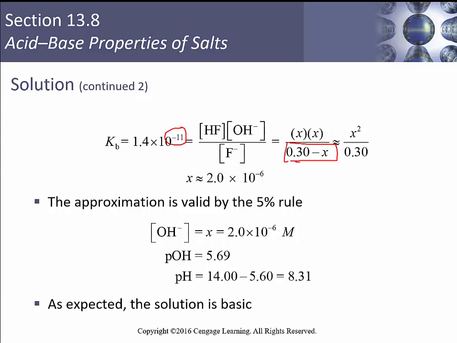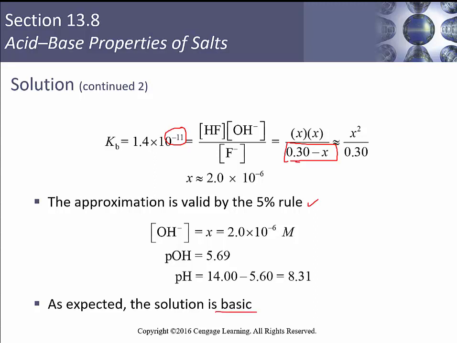And when we solve for x, we get 2 times 10 to the minus 6. It's valid according to our 5% rule, which means that our hydroxide ion concentration is equal to x, or 2 times 10 to the minus 6. We can use that to find a pOH of about 5.69. And so our pH is going to be 14 minus 5.69, which is 8.3, which is basic, which is what we're expecting.